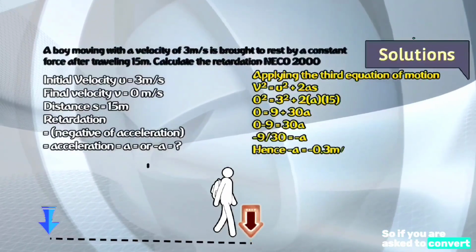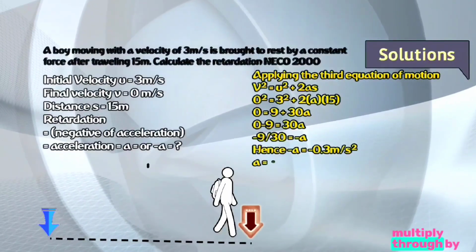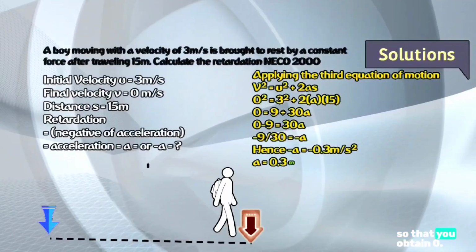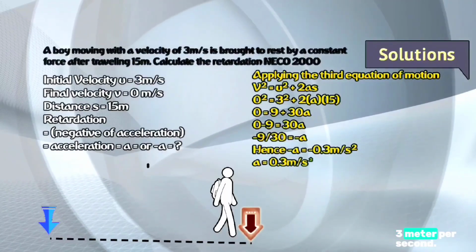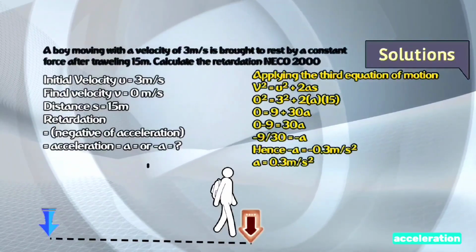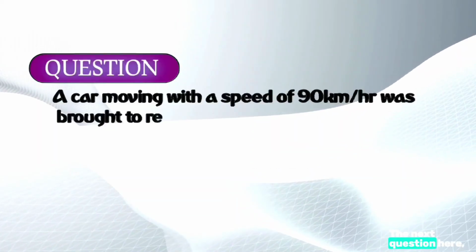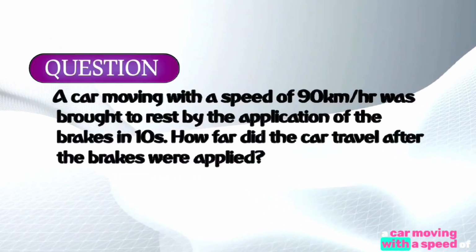So if you are asked to convert your deceleration to acceleration, you simply multiply through by a negative sign so that you obtain 0.3 meter per second squared. Hence, it gives you both acceleration and deceleration. Take note of that. The next question here: a car moving with a speed of 90 km per hour.